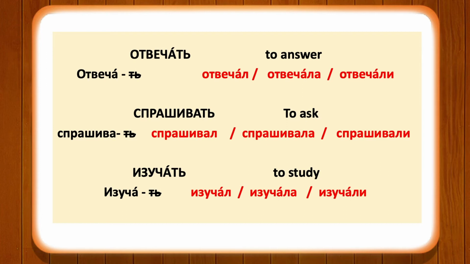Sprashivaj means to ask. The past tense forms are sprashival, sprashivala, sprashivali. Ya ti on sprashival, ya ti ana sprashivala, mi, vi ani sprashivali.